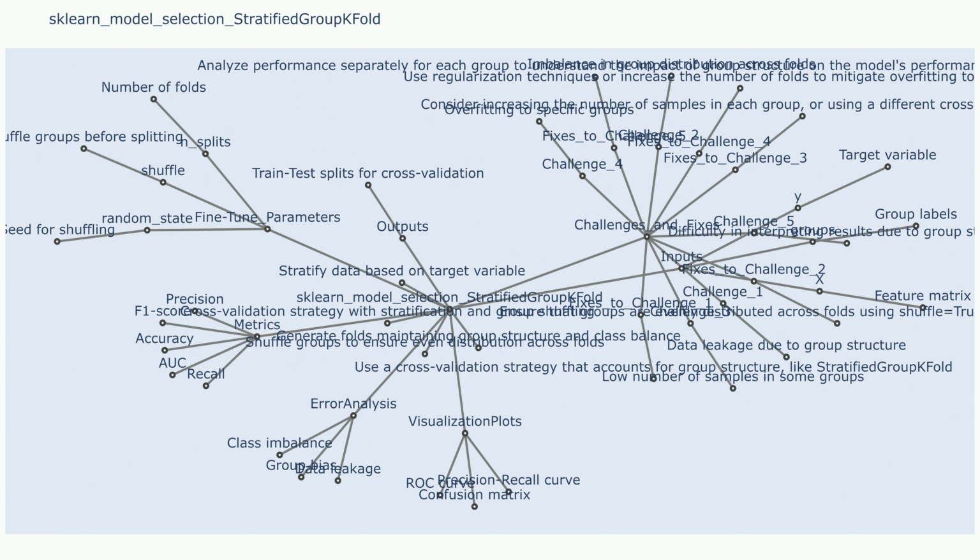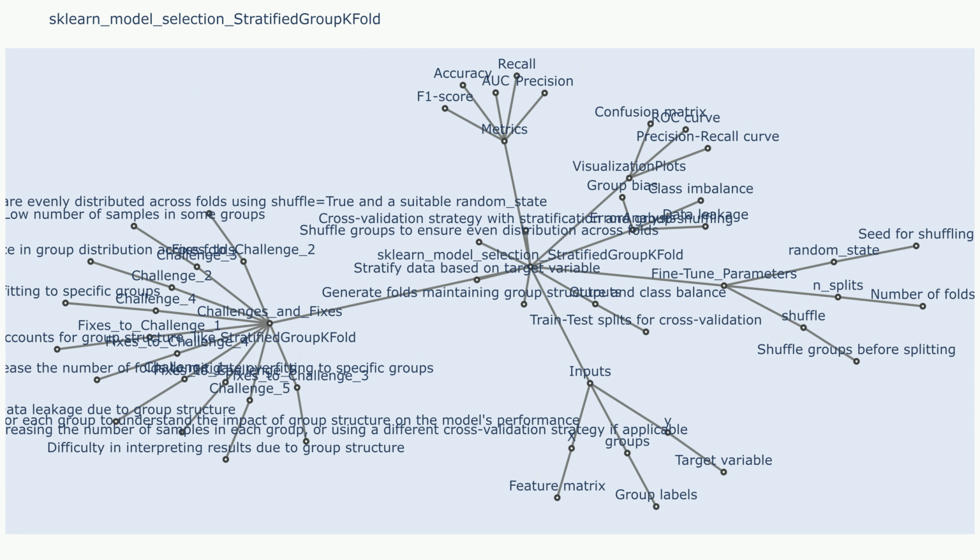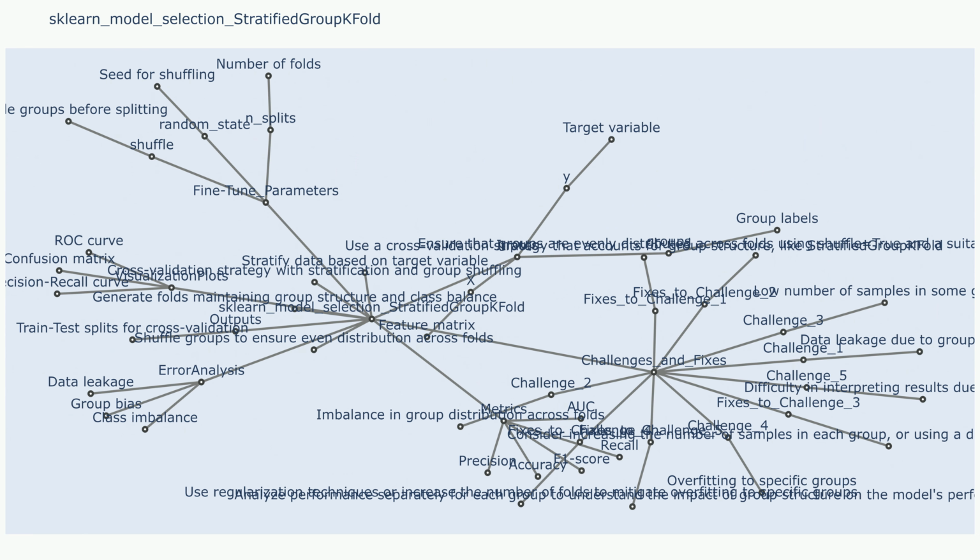Metrics: accuracy, the proportion of correctly classified samples. Precision, the proportion of correctly classified positive samples. Recall, the proportion of positive samples that were correctly classified. F1 score, the harmonic mean of precision and recall.